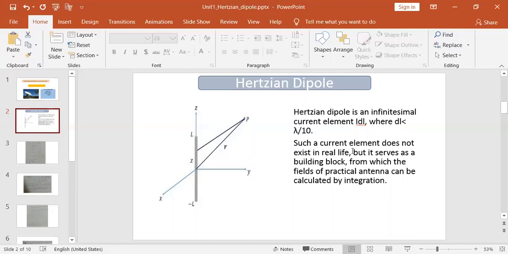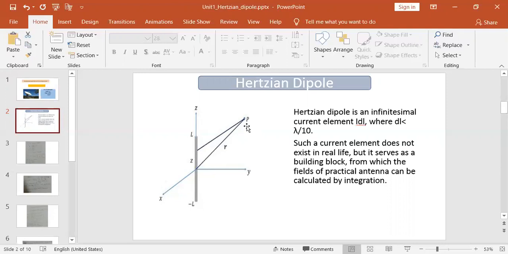Such a current element does not exist in real life, but it serves as a basic building block from which the practical antenna fields can be calculated by integration. So if you see the figure, the antenna is placed along the z direction, and due to this antenna there will be radiation. So our aim is to find what is the radiation.